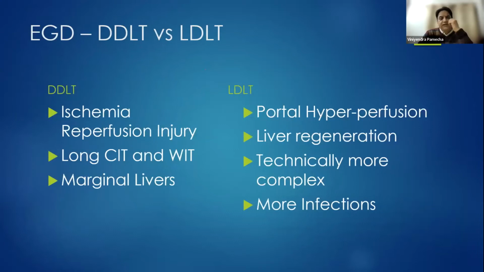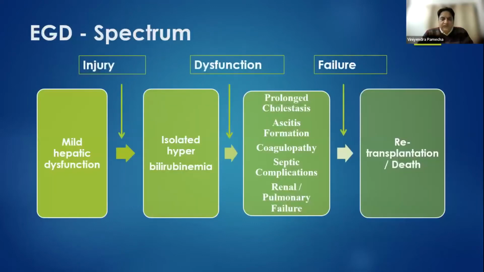So just comparing DDLT versus LDLT, in DDLT it is more common because of ischemia reperfusion injury and a longer CIT and WIT, and marginal livers are being used more and more. Whereas in LDLT, it is portal hyperperfusion, liver regeneration, and also it is technically a more complex operation with more risk of infections as well. So that's where the things are different in terms of development of early graft dysfunction.